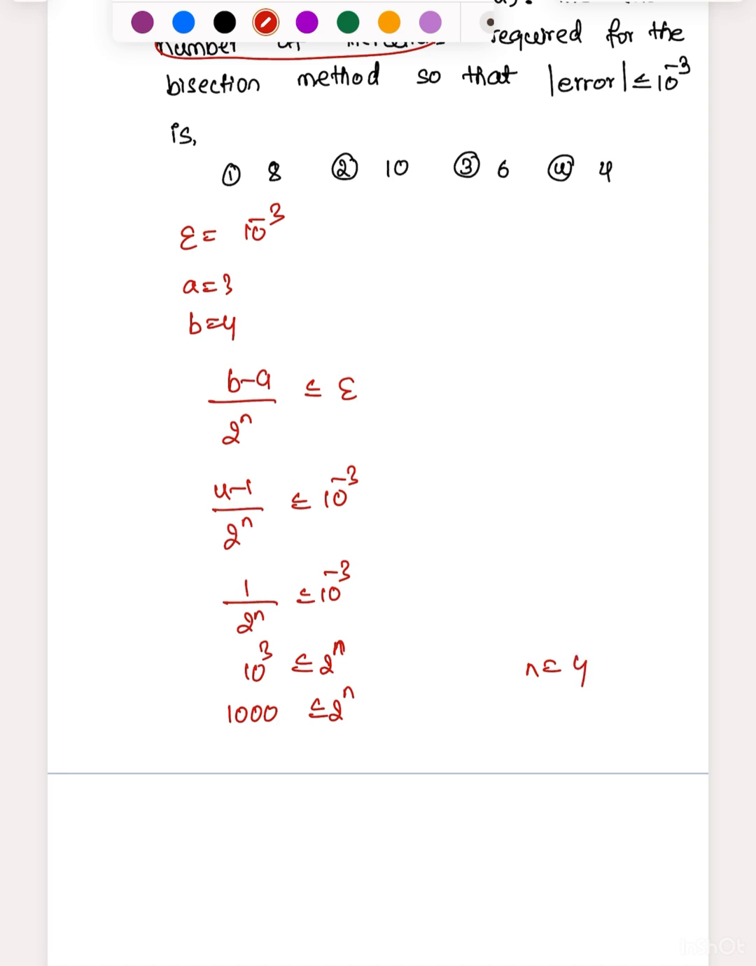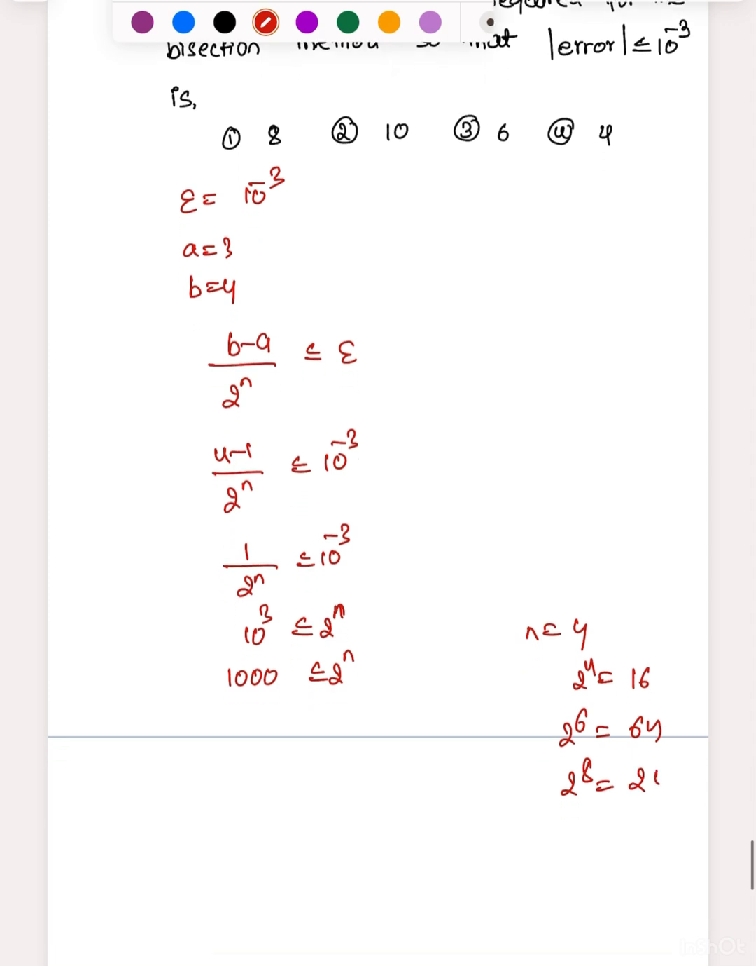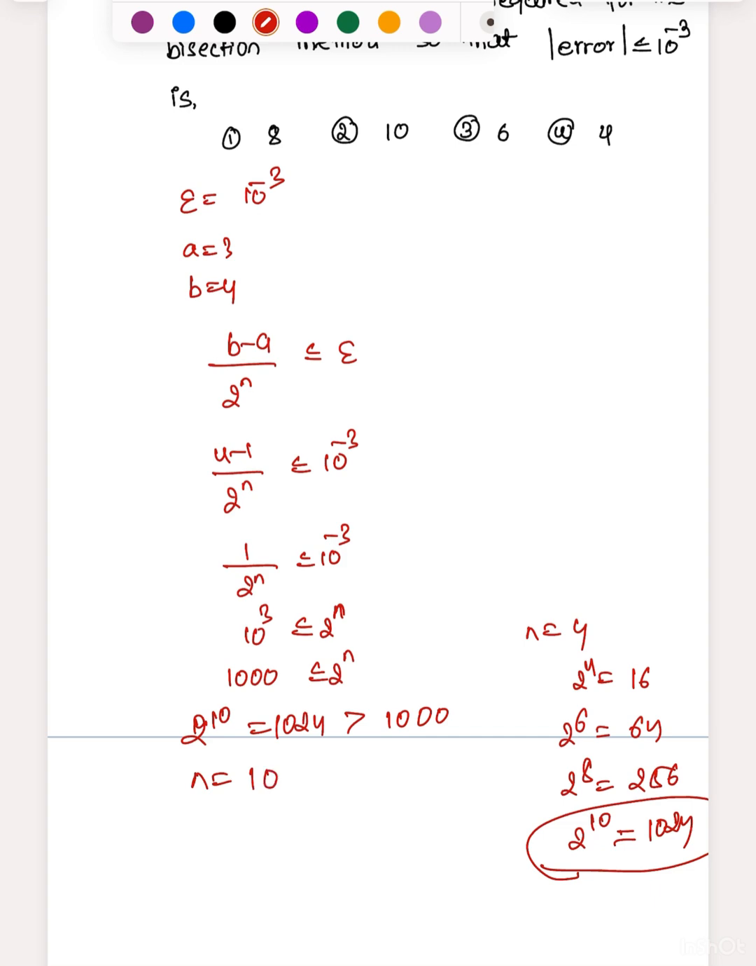So we will put 4. So 2 power 4 will be 16, 2 power 6 will be 64, 2 to the 8 will be 256. So 2 power 10 will be 1024. So here we can observe 2 power 10 will be 1024, which is greater than 1000. Therefore n should be equal to 10.